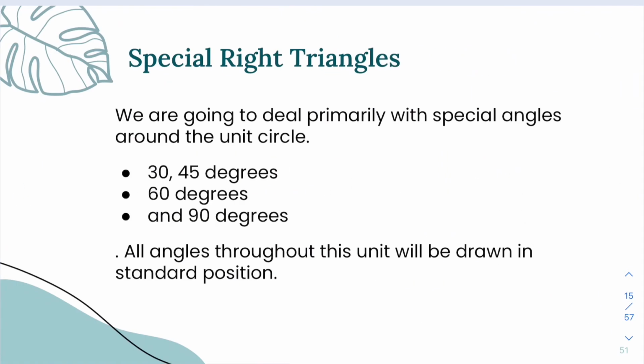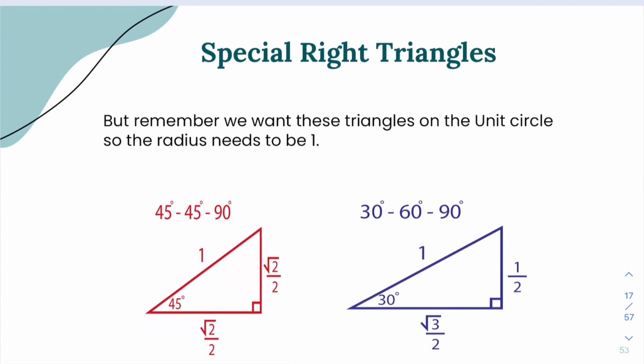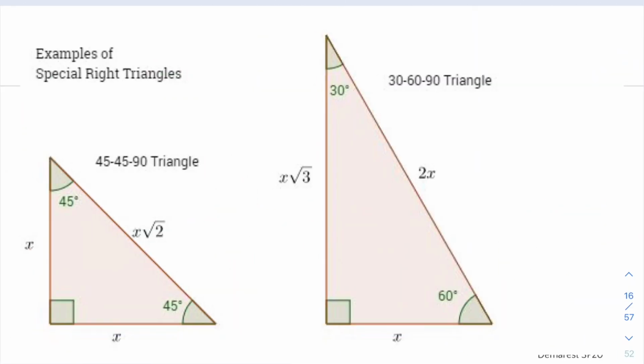So when we place these special right triangles onto the unit circle, the radius is going to be 1. So for this triangle, we need x radical 2 to equal 1. And for this one, the 30, 60, 90, we need 2x to equal 1. So over here, if x radical 2 equals 1, then x must equal 1 over radical 2. So my legs, which are x, will be 1 over radical 2.